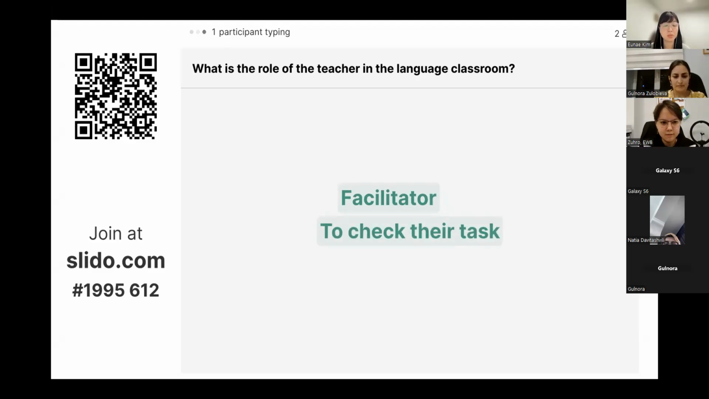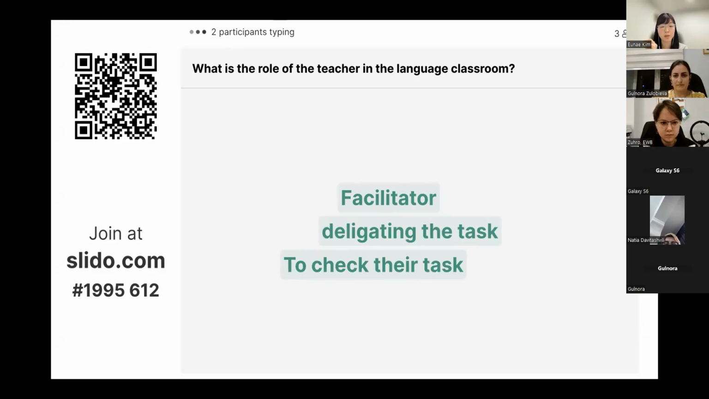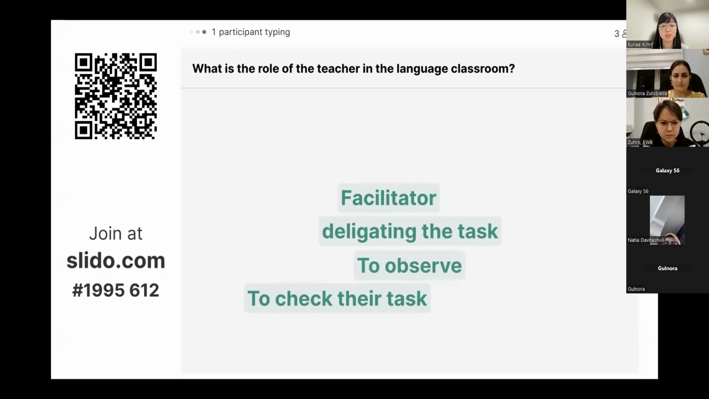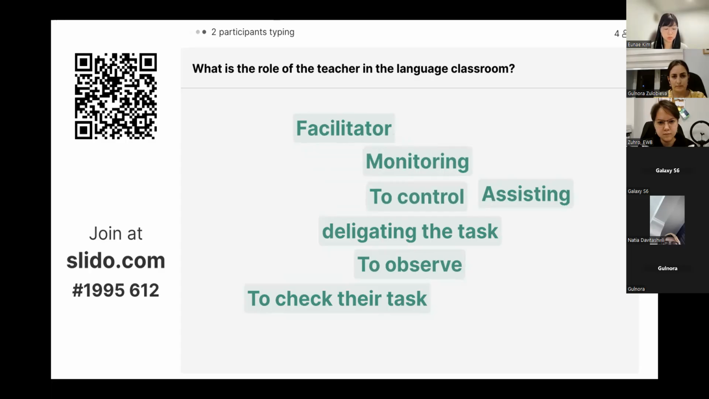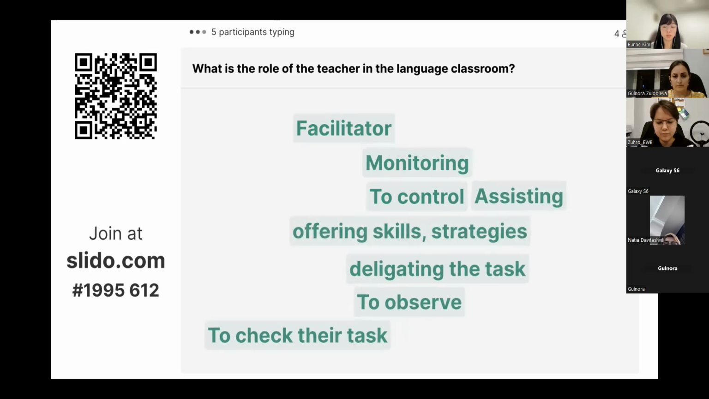To check their task, okay? It's more like you're making sure that everything's going well. Delegating the task, okay? To observe. Observe is very important. Yeah, you observe. Assisting, okay? You are helping the students to reach the goal of the communication. Very good. Providing students with the tools necessary to communicate. That's very, very good.